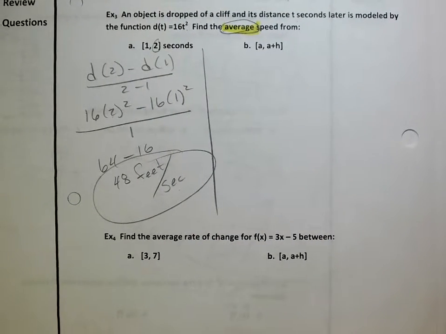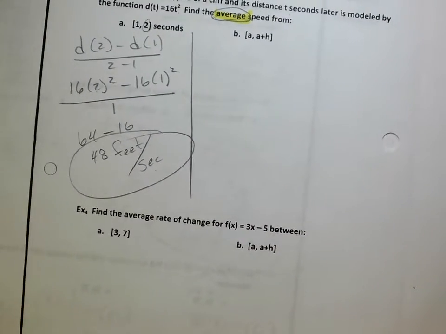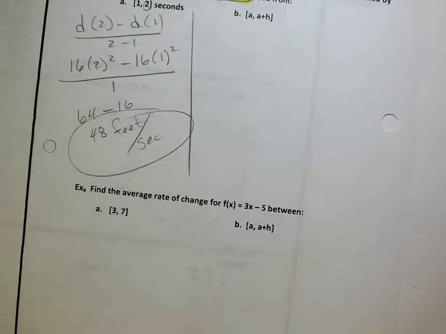Okay. A and A plus H. Okay, so this is what Newton did. Elaine, you asked a really good question. This is right here what Newton did. Okay, so let's do this problem and then I'll explain what Newton saw in this whole thing.